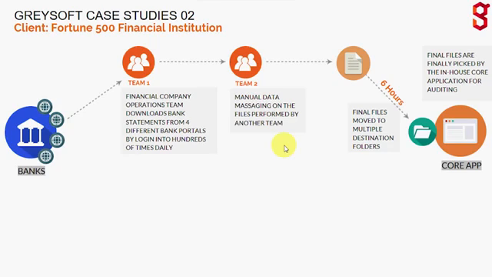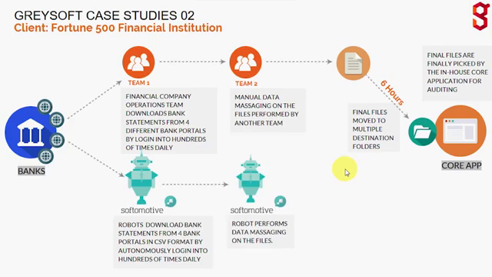As you can see, the current process, or I guess I should say the old process, is where two teams are involved. The first team is accessing bank statements from 4 different bank portals. Then it's being sent to a second team to actually massage the data, and then the files are moved to multiple destination folders where it's getting picked up by a core app for auditing.